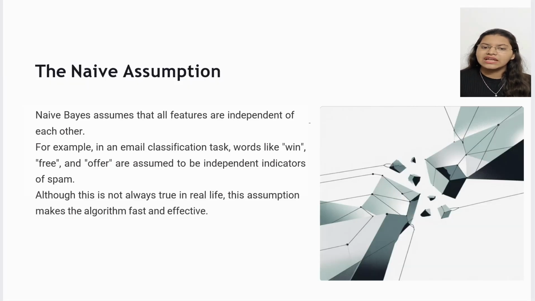Now, talking about the naive assumption. The key assumption made in naive Bayes is that all features are conditionally independent given the class. For example, if we are classifying an email as spam or not spam, naive Bayes assumes that the presence of one word like offer is independent of another word like free. Even though this assumption is unrealistic in many situations, it simplifies the computation a lot. Instead of calculating complex joint probabilities, we can simply multiply the probabilities of individual features. This makes naive Bayes fast, efficient, and suitable for high-dimensional data like texts or documents.